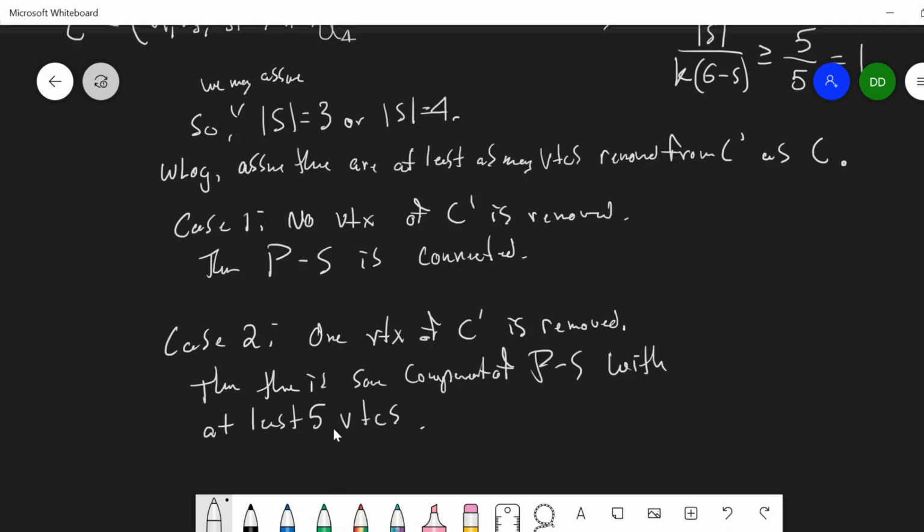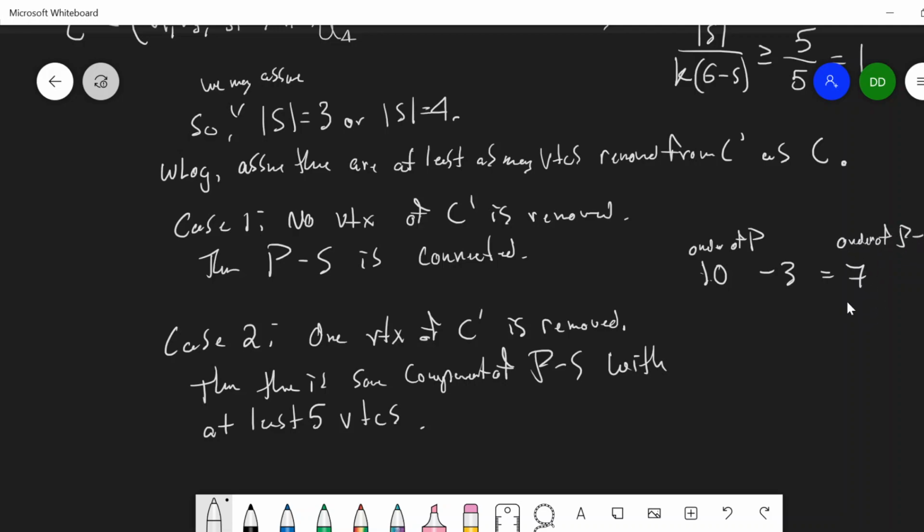Sorry, let me think about that. At least 5 vertices. Oh, right. No, sorry. So, okay, we start off with 10. I think I need to write some stuff down. So this is the order of P, and we remove at least 3 vertices. So minus 3 gives us 7, and that would be the order of P minus S.